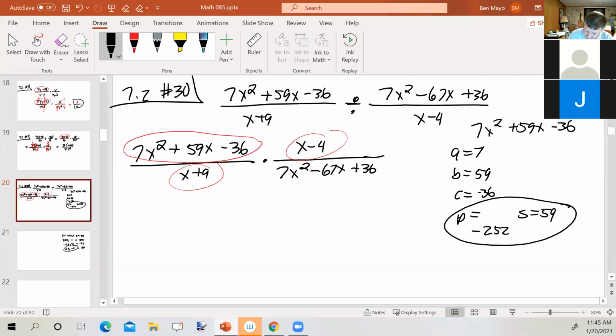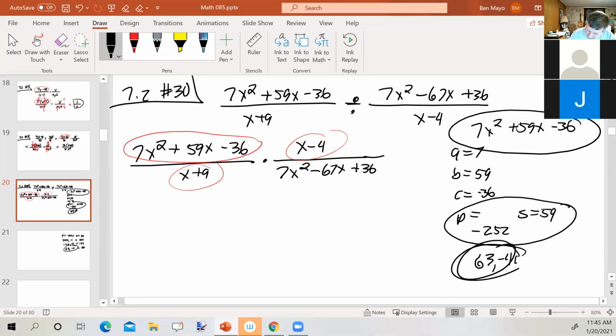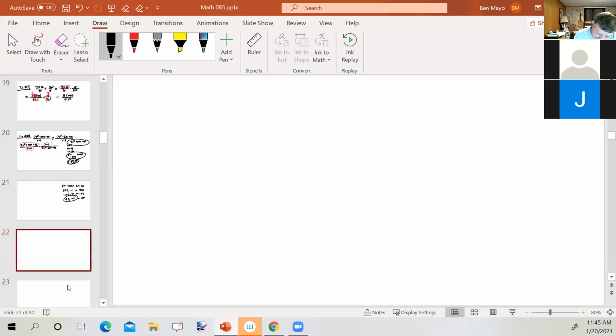So I'm going to go back here and I'm going to take 63 and -4. I need more room here. Okay, what I'm going to do, I'm going to take this and split it up according to the 63 and the -4. Okay, so I'm going to go down to another screen.